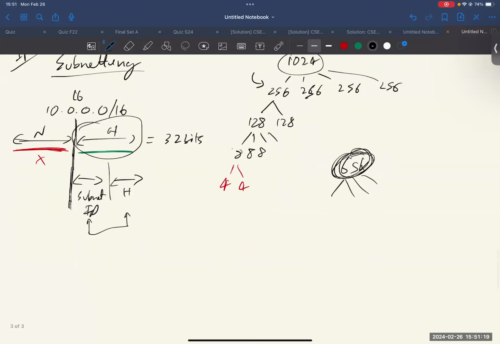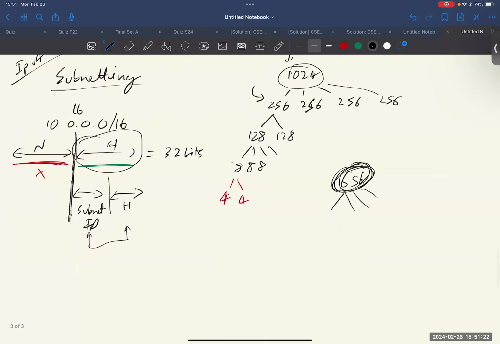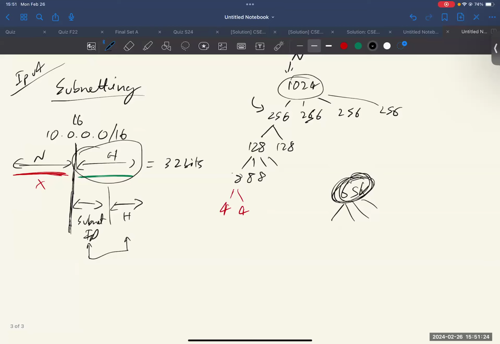Okay. So if you're okay with it, now we will see how this subnet works, right?